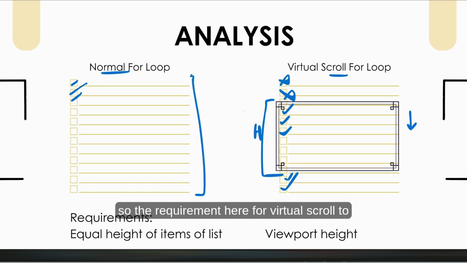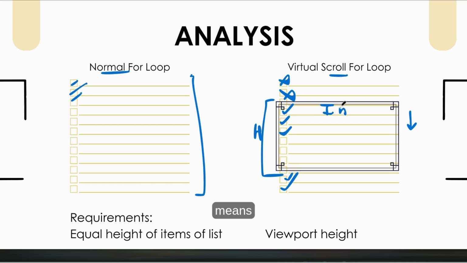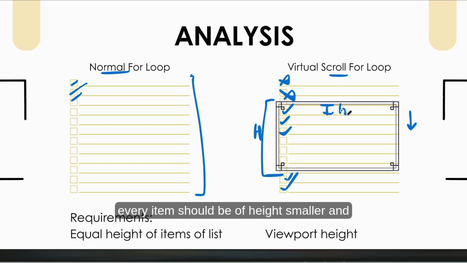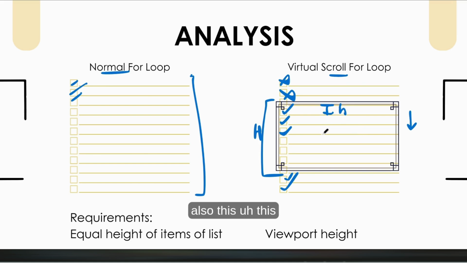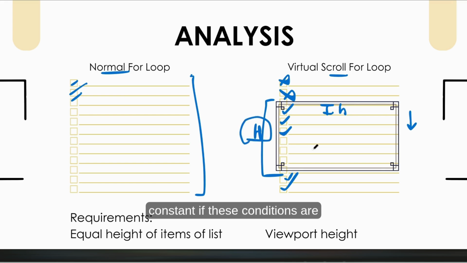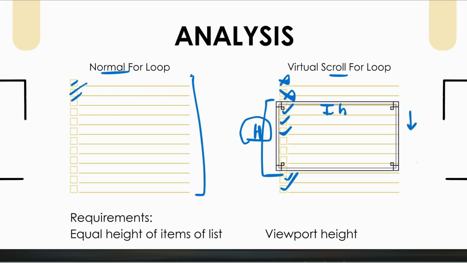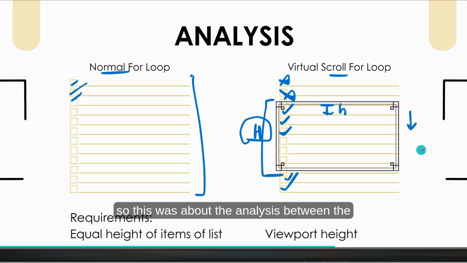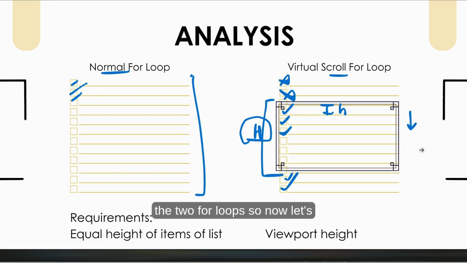The requirements for virtual scroll to work are that the height of each item, meaning the list item that is rendered, should be of the same size. Every item should be of height small h, and also this capital H height should be constant. If these conditions are met, the virtual scroll will function in the most optimal way. This was about the comparison between the for loops.